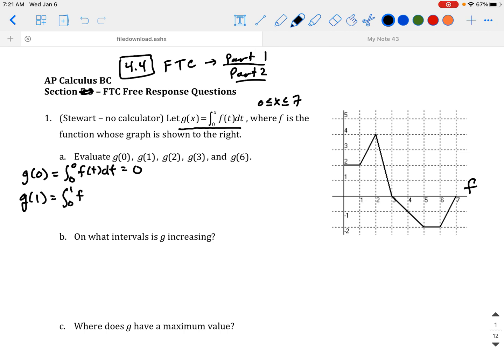So then g of 1 is going to be the integral from 0 to 1, which is the area underneath the curve here. That's clearly a 1 by 2 rectangle, so the answer will be 2 for the area.